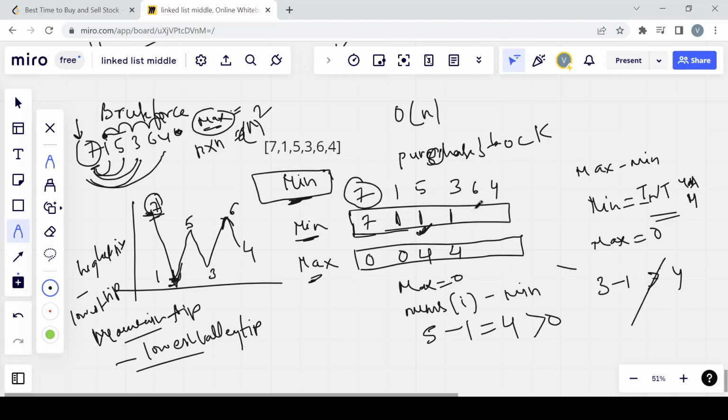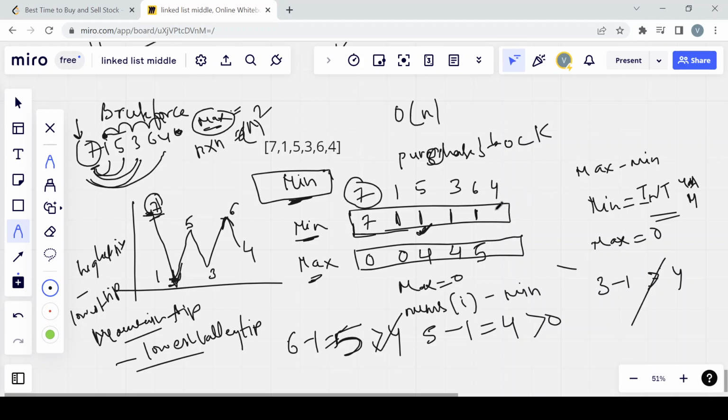Now we'll check 6. Is 6 smaller than 1? No, so minimum will be 1. So we'll compute num minus min, that is 6 minus 1, that is 5. Is this difference greater than 4? Yes, so we'll update the difference to 5. So if we buy at 1 and sell at 6, the maximum profit will be 5.